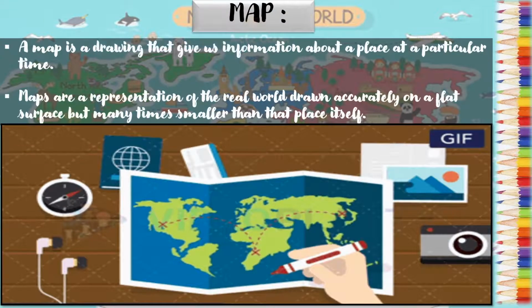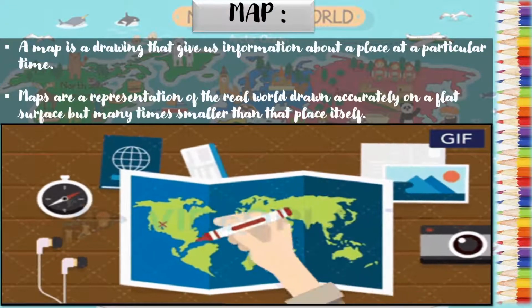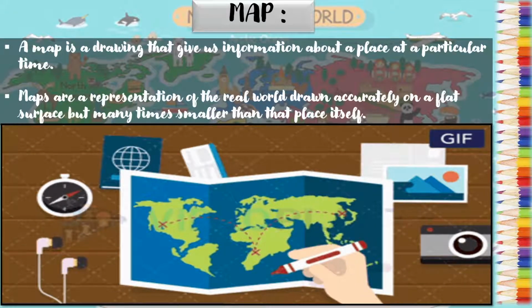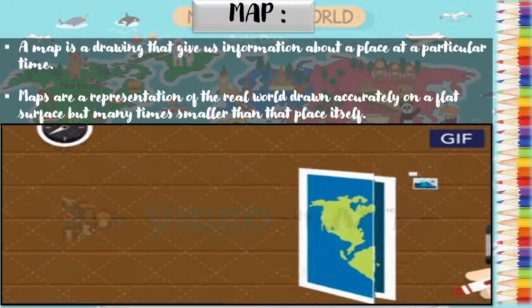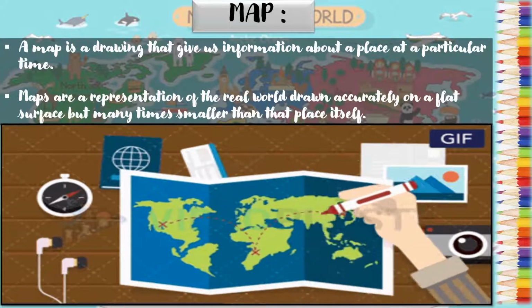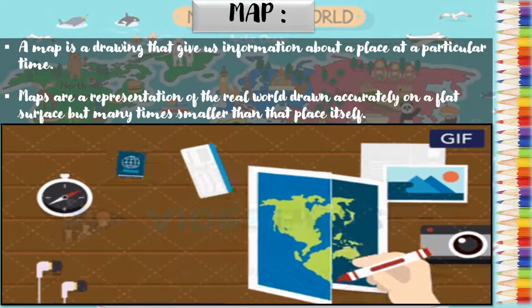So students, let us understand what is maps. A map is a drawing that gives us information about a place at a particular time. Maps are a representation of real world drawn accurately on a flat surface, but many times smaller than that place itself.